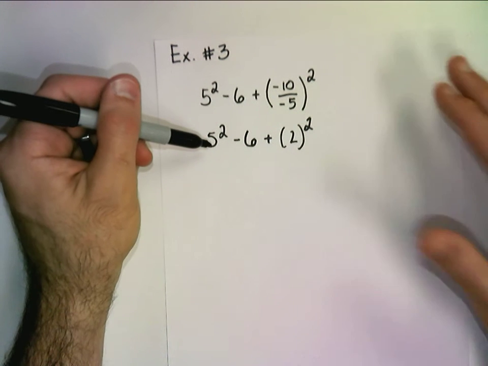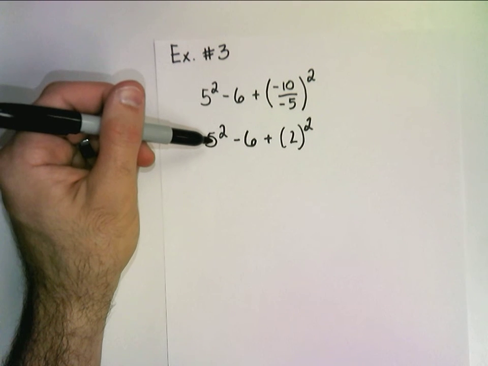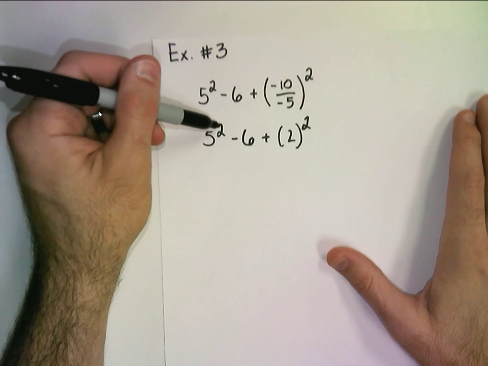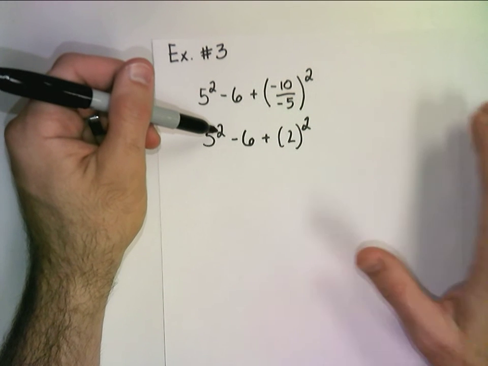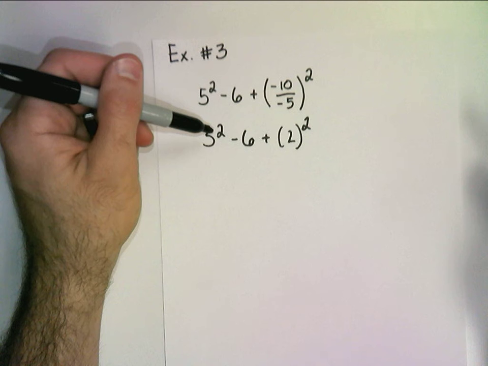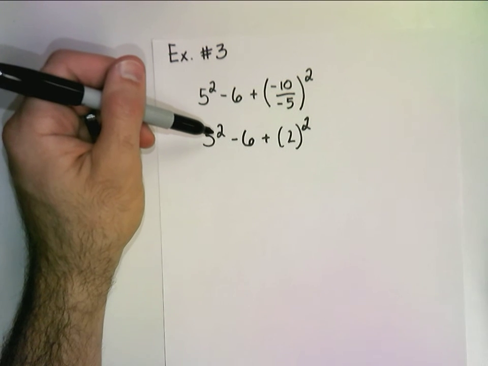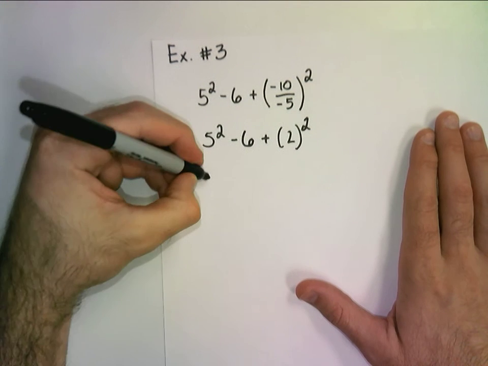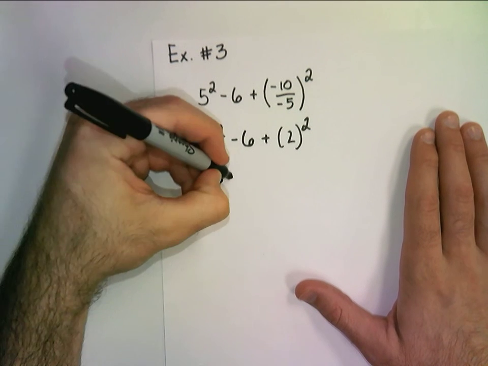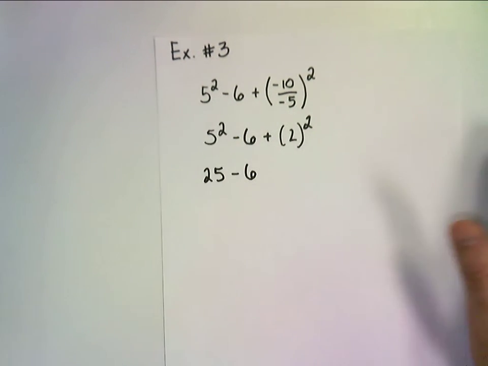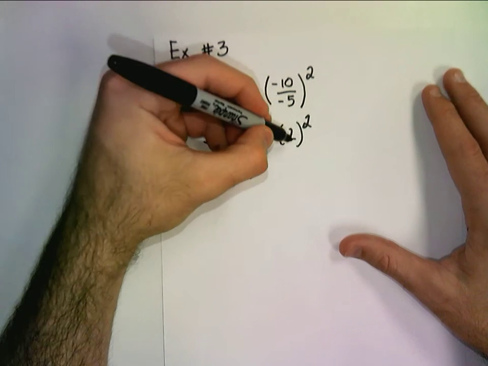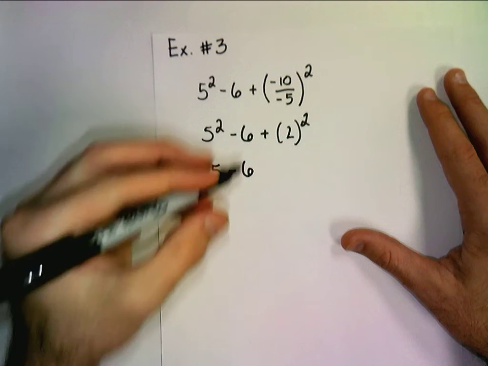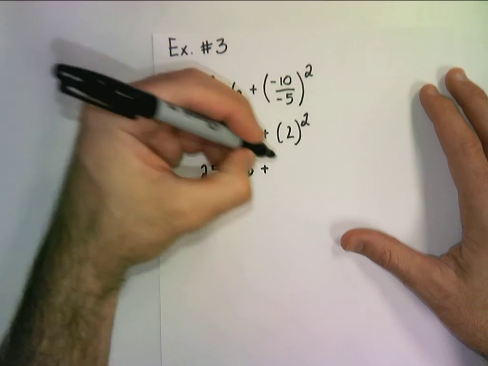Now remember, if you're squaring something, you're multiplying it by itself however many times the power is. So in this case, we would have 5 to the second power, which is 5 times 5. Now if we were to have 5 to the third power, we'd do 5 times 5 times 5. But in this case, it's just squared. So 5 times 5 is 25. I'm going to put the subtracting 6 back in there. And 2 squared is 4, so we'd have a plus 4.